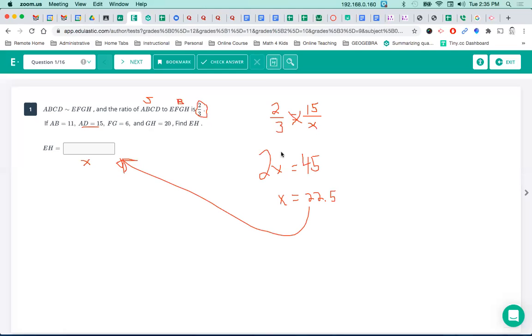We made X our EH length. So 2 to 3, we're comparing the two lengths here, AD to EH. The AD length is 15. We don't know the EH length, but we can cross multiply and solve for it. All right.